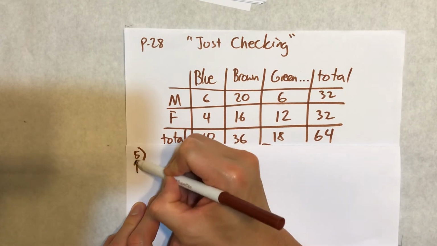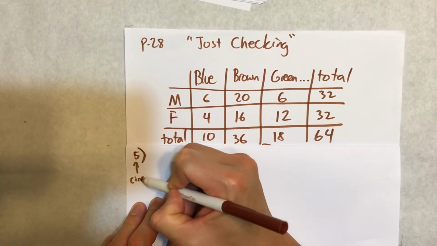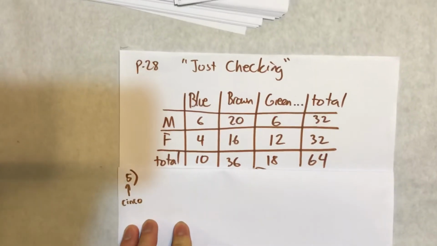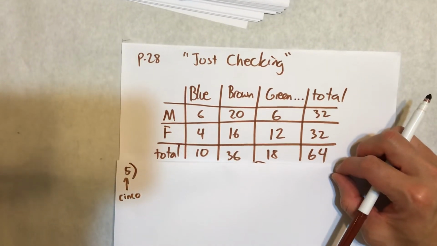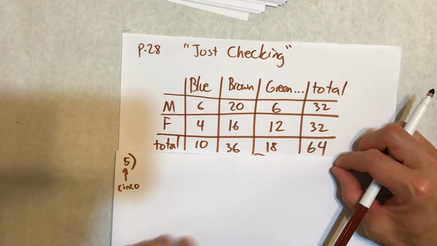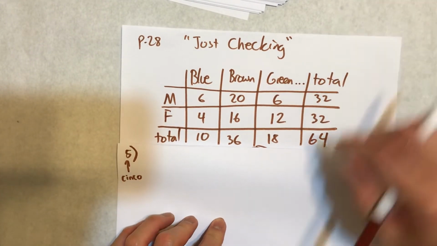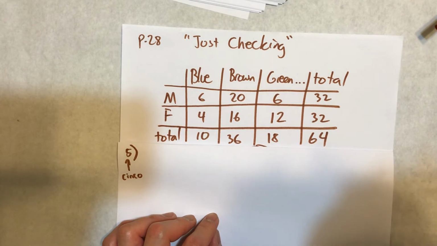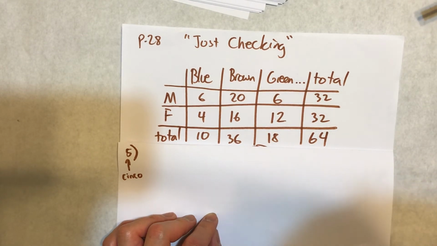That's a 5 right there. That's 5. Oh no, I kicked the stand. Come back. Oh, good enough. 5 says, what's the conditional distribution of eye color for the males?